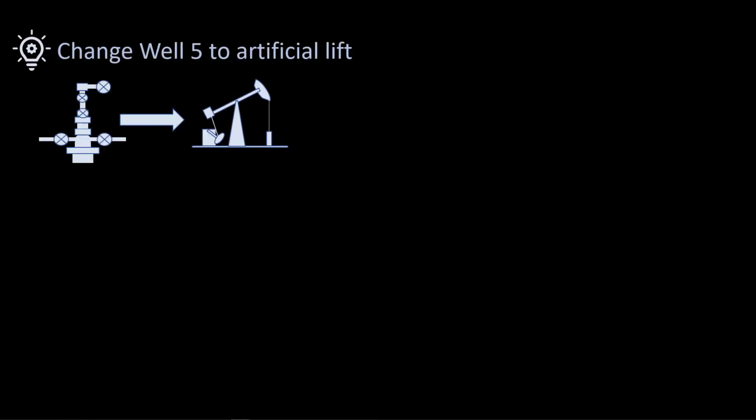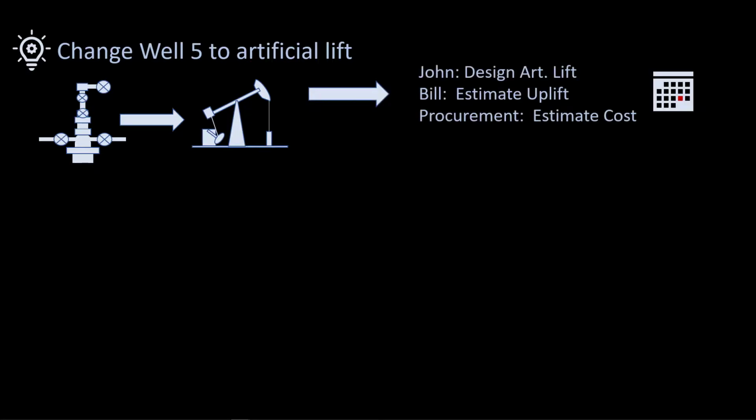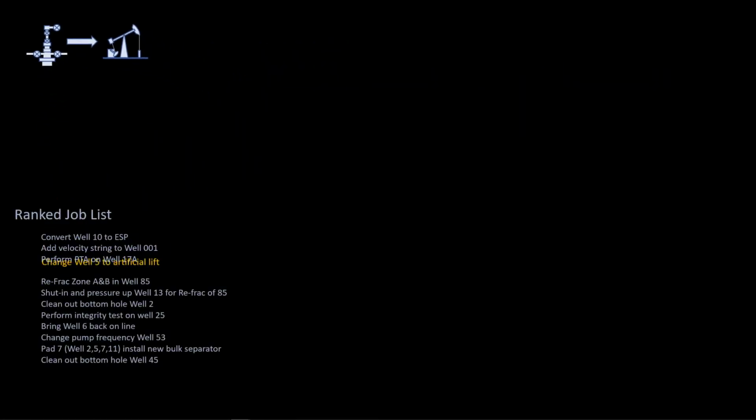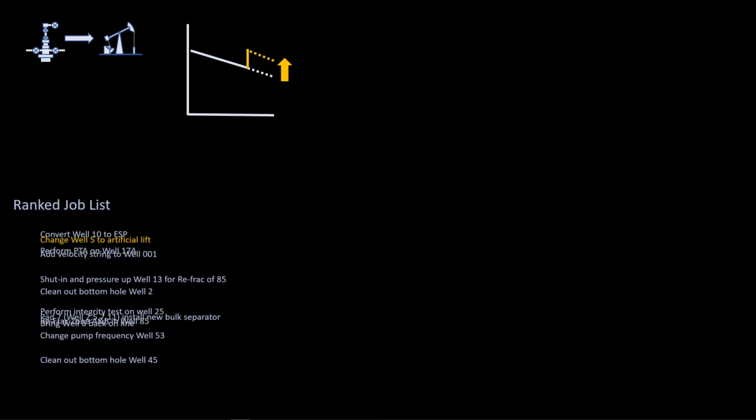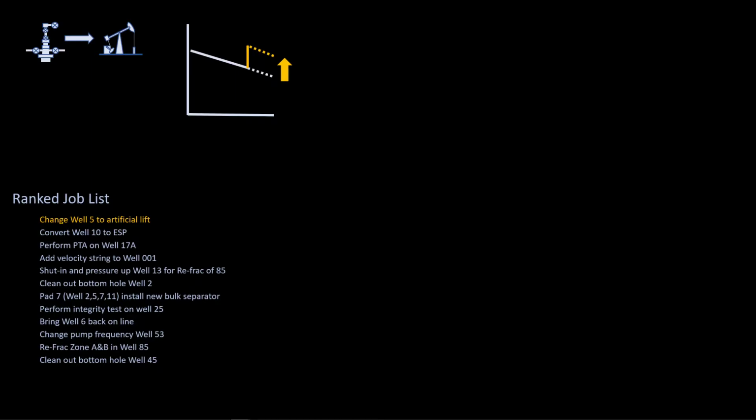Let's take one example. As part of our monthly review, we determined that well 5 should be converted to artificial lift. This decision will generate some tasks. For instance, John will need to pick a design, and Bill will need to assess its potential. A workover plan is generated, and the workover is ranked against other jobs captured in this review or previous reviews. The job may continue to be evaluated or refined. The job will move up or down the priority list based on criteria like increased production or NPV.